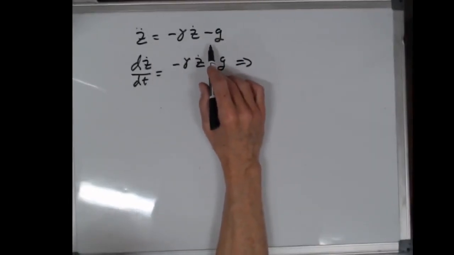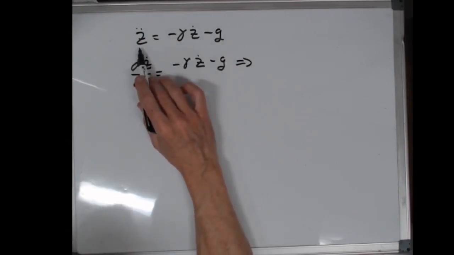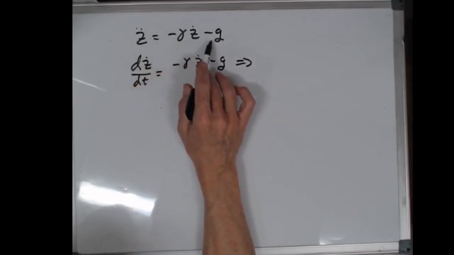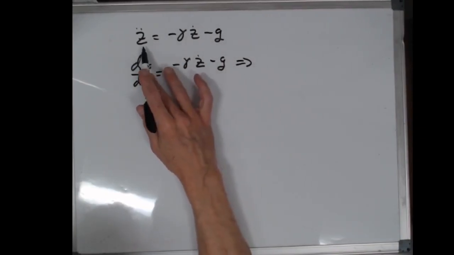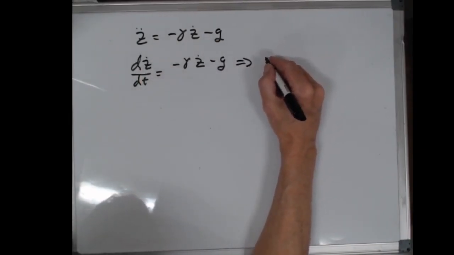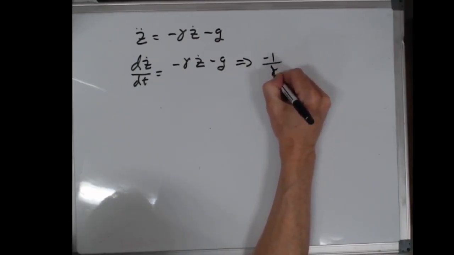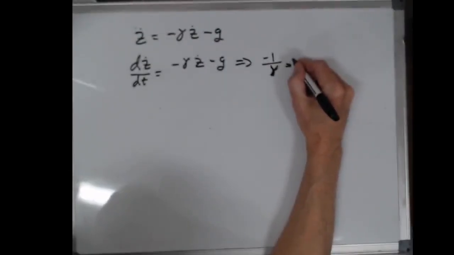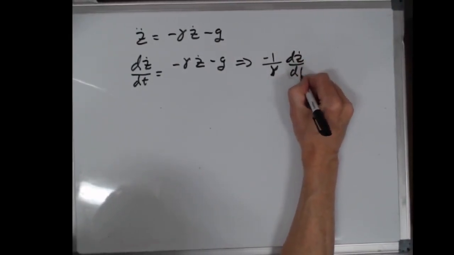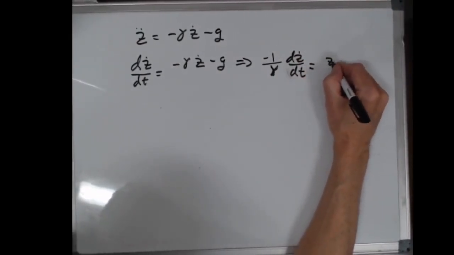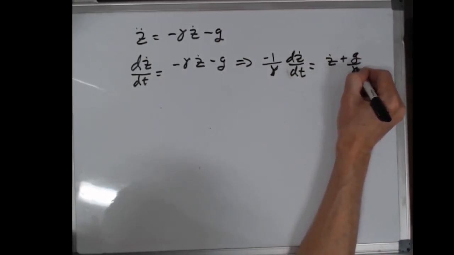So now we need to do the same thing for z. It's a little different because gravity is also acting in the z direction. So we can write our equation that we had earlier, z double dot equals minus gamma z dot minus g, where g is just the constant gravity. I can rewrite z double dot as dz dot dt, and then I can divide both sides by minus gamma, and I get minus 1 over gamma times dz dot dt equals z dot plus g over gamma.